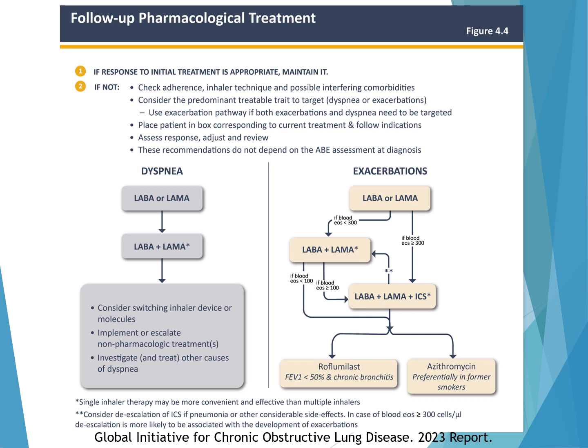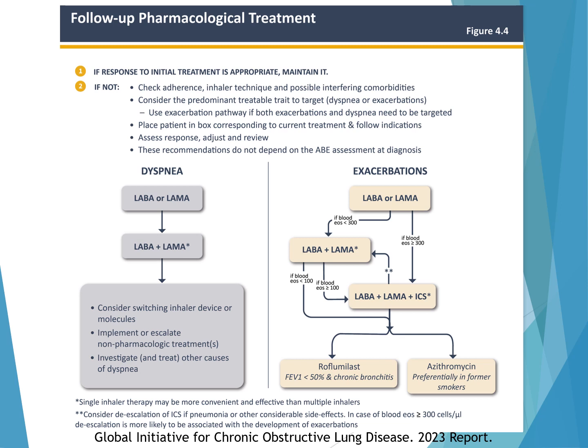The GOLD guidelines also give a follow-up pharmacological treatment flow sheet that should be used to adjust therapy for COPD patients that have already been diagnosed. As you can see, it's based on the predominant symptom of either dyspnea or exacerbations. These recommendations do not depend on which ABCD assessment was made at diagnosis and can be used to adjust therapy or even de-escalate therapy if needed.